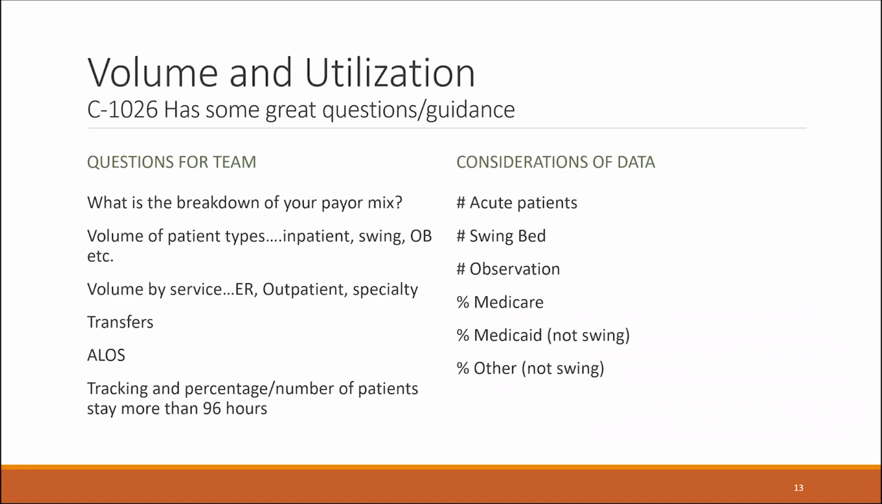So again, C-1026 has some great questions and guidance to think about as you start looking at your volume and utilization. So again, you have a team. Ask the team, who's going to be assigned to each of these. What is that breakdown of your payer mix? And typically we already have all of this collected. We just have to do it for a year's time. And then the volume of patients. What types of patients did we have? This is a great way to look at, did we have a swing in inpatient to OBS, looking at our transfers, which we'll talk about here in just a minute. Our average length of stay, did it change? Did our swing bed population change more to the medically complex from the rehab that we used to have more frequently? And then how many stayed above and beyond that 96 hours? Are we looking at that stay?